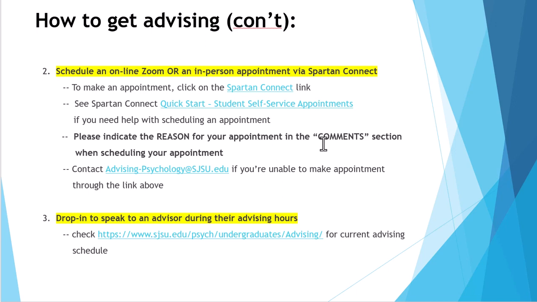Some students might not be able to make an appointment through Spartan Connect for various reasons. If you're unable to make an appointment through Spartan Connect, then please let us know via email that you're not able to, and then we can figure out how to meet with you. The advisors are not able to schedule appointments ourselves. Students only have that ability. But if you're not able to do it, then please let us know and we'll try to figure that out.